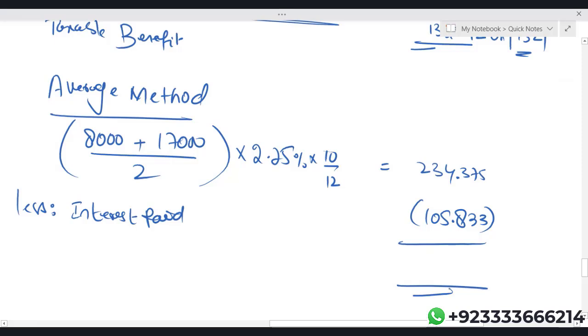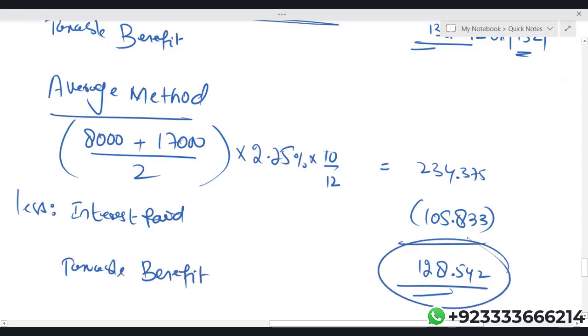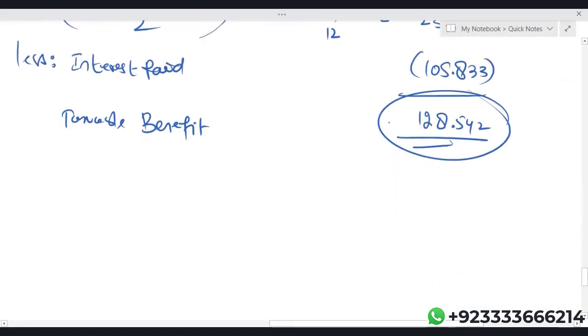Interest payment will always be the same in both the methods. I'm getting a taxable benefit of 128 point... whichever is lower. So the taxable benefit, which will increase the employment income, is 128.542. So you have to use the average method and the accurate method, whichever results in a lower taxable benefit, you will have to take that. So the taxable benefit is this.